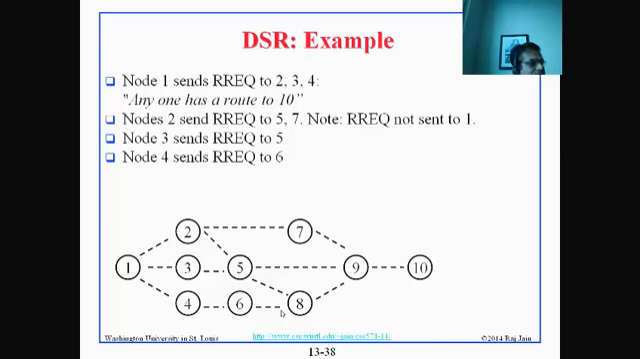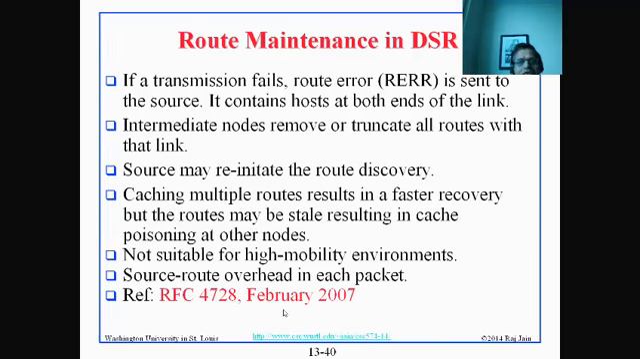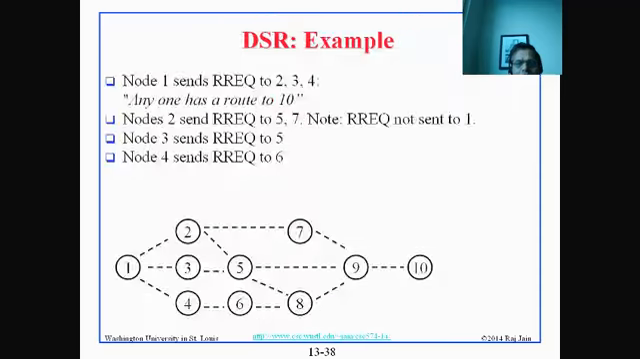Okay. Any other question? All right. So what happens if the transmission fails? Route maintenance. If a transmission fails, a route error is sent to the source. It contains the host of both ends of the link. And this is important to know. Suppose 5 to 9 fails, then that message saying that 5 to 9 has failed will be sent to 1.